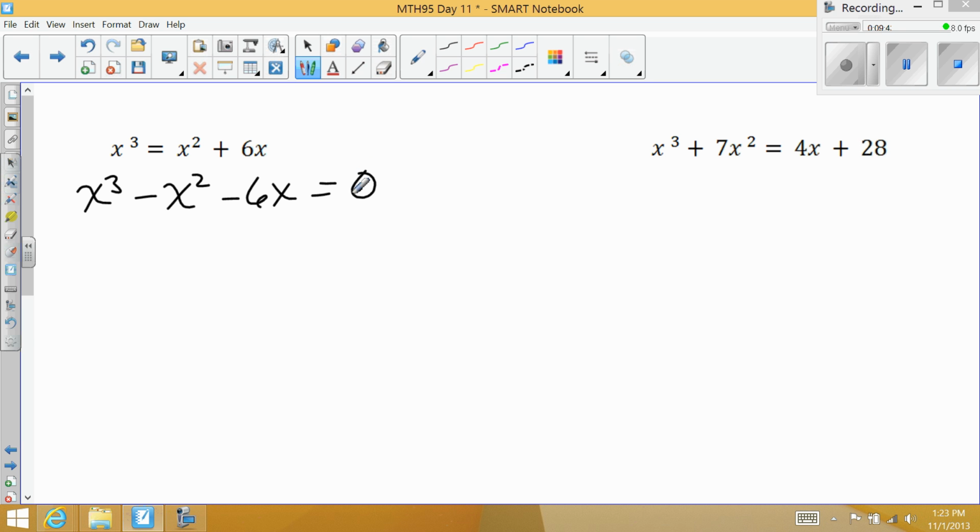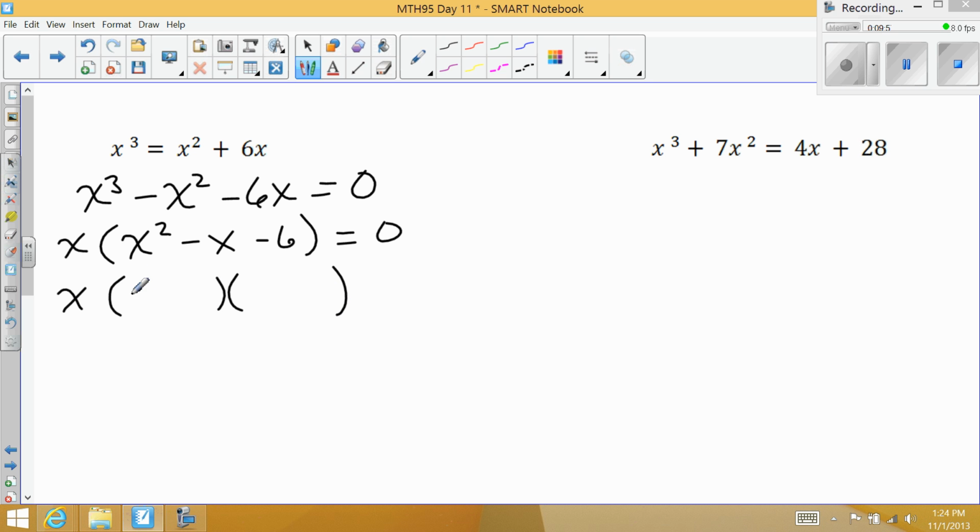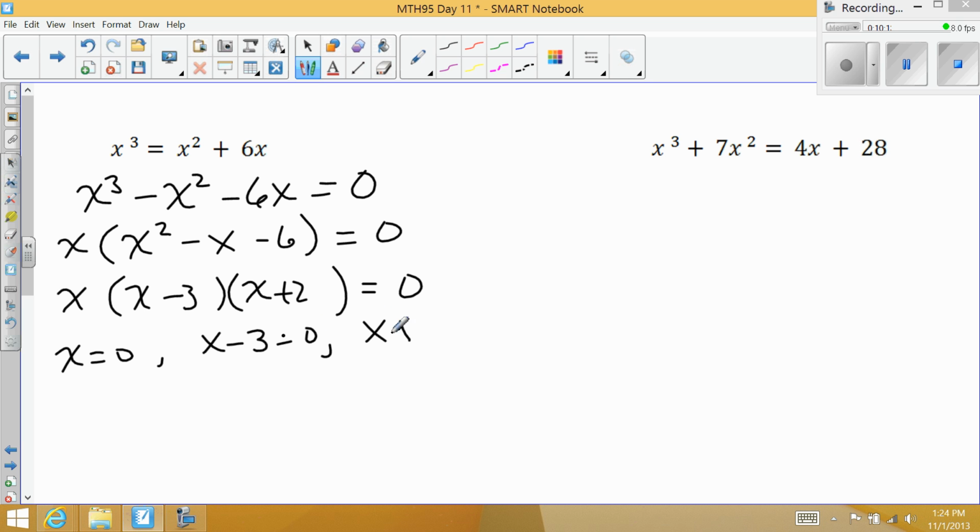So moving everything to the left side, x is common, so I can factor out the x. Now what's left inside is a quadratic. This one factors pretty easily. I think an x subtract 3 and an x plus 2 should do the trick. So now I've got three factors to set equal to 0. I set the x equal to 0, the x subtract 3 equal to 0, and the x plus 2 equal to 0. And I've got three solutions: 0, 3, and negative 2.